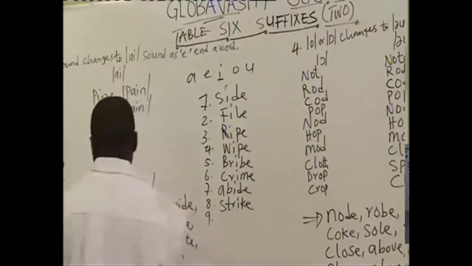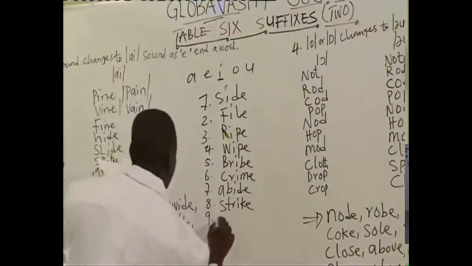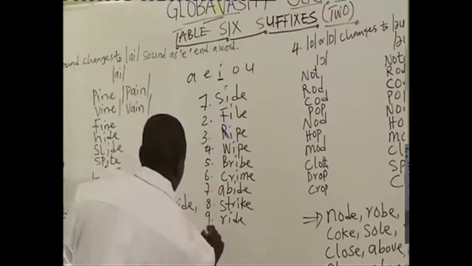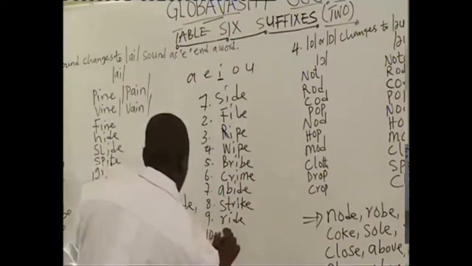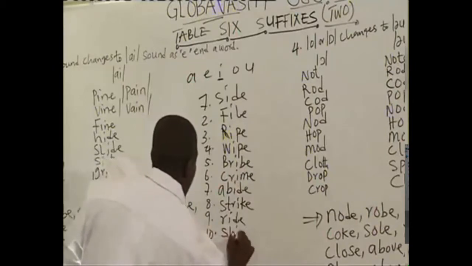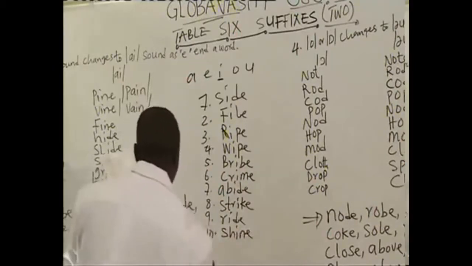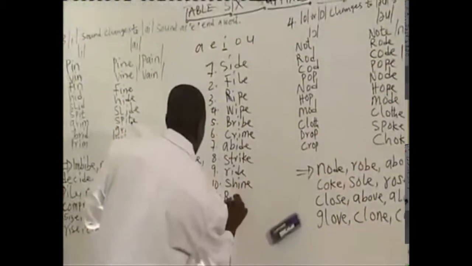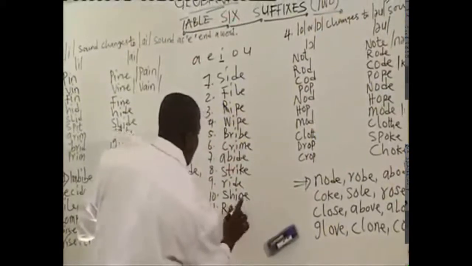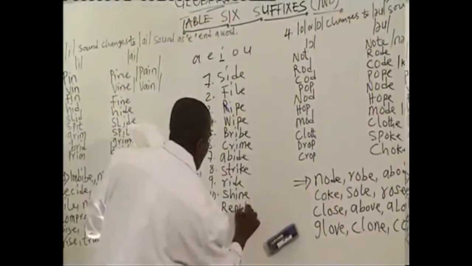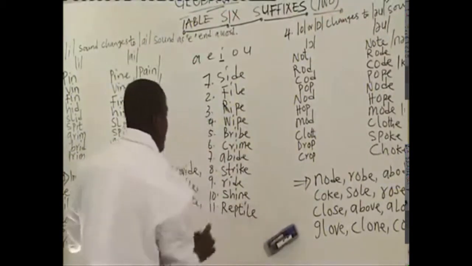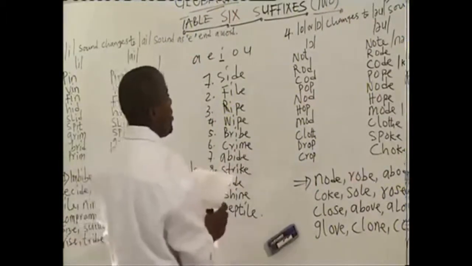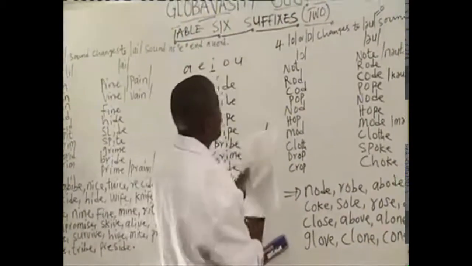Number 9. Spell ride, to ride on a horse. R-I-D-E. Okay, spell shine. S-H-I-N-E. To give you what? Shine. Spell number 11, say reptile. R-E-P-T-I-L-E. Thank you. This is what? Reptile. Let us stop here. Thank you very much.